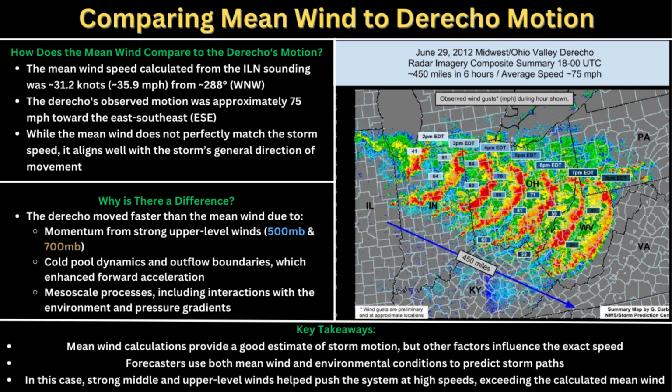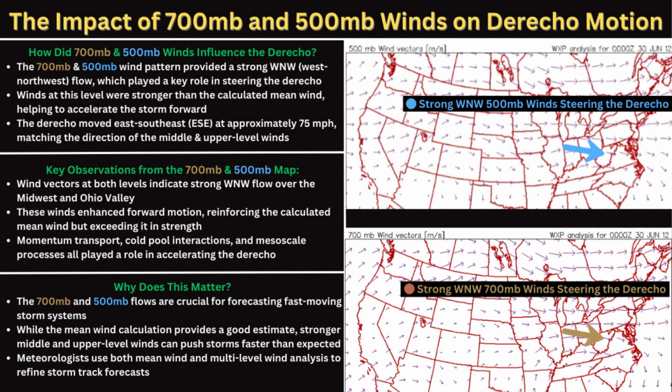Now, let's take a closer look at how mid and upper level winds contributed to the storm's rapid acceleration. One of the biggest reasons the Derecho moved so fast was the influence of strong upper and mid-level winds. These winds acted as a guiding force, steering the storm along and increasing its speed. At 500 millibars, we see a powerful west-northwest flow that helped ventilate the storm, allowing it to sustain its strength. This level is crucial in Derecho events because it influences how much forward momentum the system retains over time.